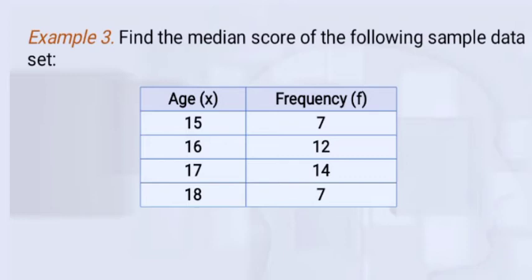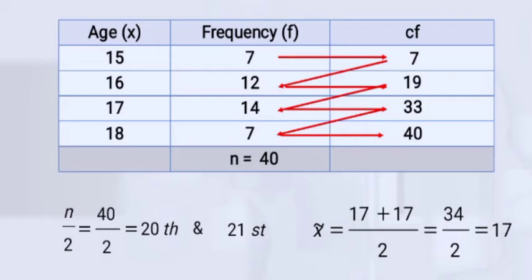because we will be needing that in finding the median of a sample dataset wherein frequency is present. So in getting the cumulative frequency of the dataset, first we must copy the first frequency, and that is 7, and following the arrow, we will add 12, so that is equal to 19.